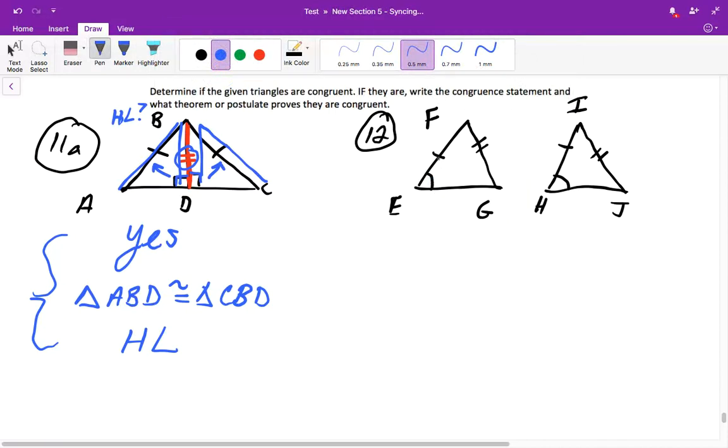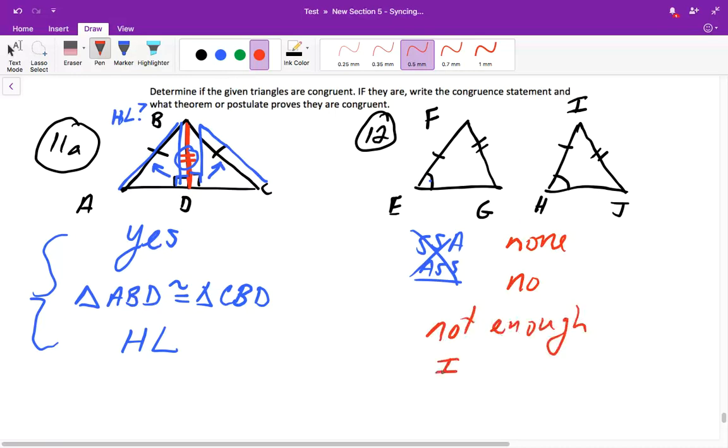And we look. The angle is not included with our two sides. And we do not have a congruency theorem of SSA. And since we do not have that, there's not enough information for us to say that these are congruent. So if you wrote none, or you wrote no, or what I prefer and what I want you guys to get in the habit of is: not enough information, right?